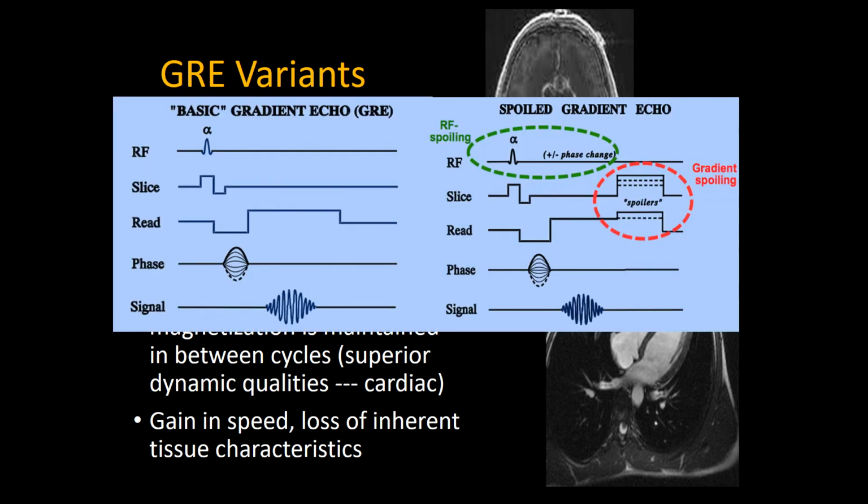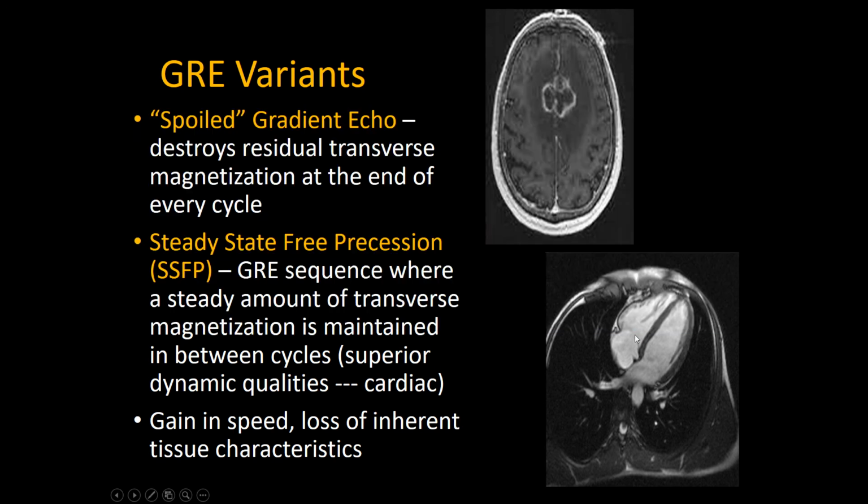And again, there'll be a gradient that's just on at a low level the whole time. This isn't an example of one, but you would see an extra gradient on the whole time during the example, knowing that that's a steady state free precession.